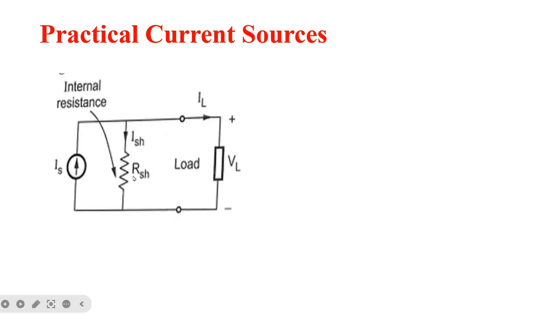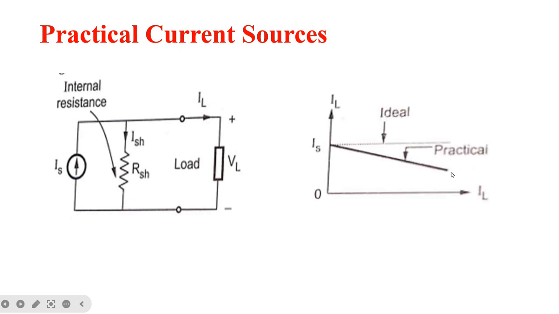In the practical current source, you will be having a high internal resistance which will be in parallel to the current source. In the previous video, we have seen the practical voltage source, where you have a small internal resistance in series with the voltage source. But in current sources, you will be having a high internal resistance in parallel with the current source, which is represented by RSH. Now, because this RSH is high, and also because of this internal resistance, the current through the terminals will decrease.